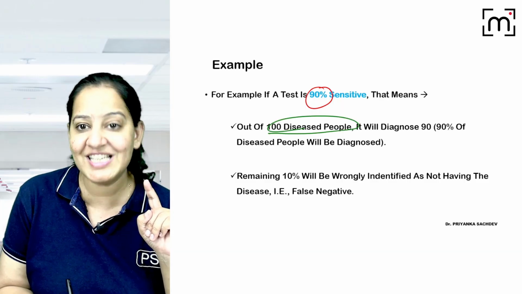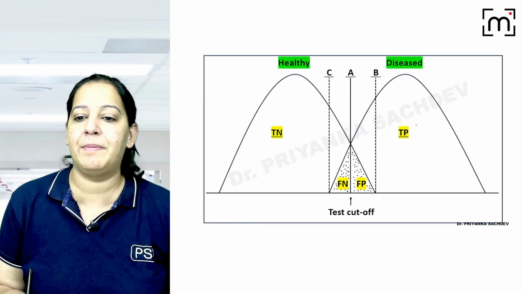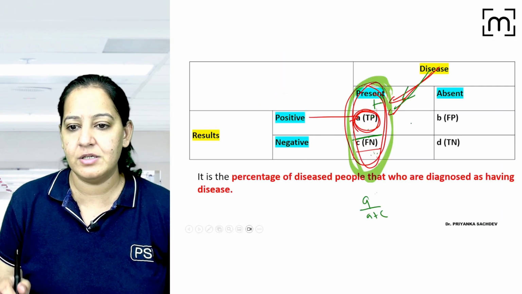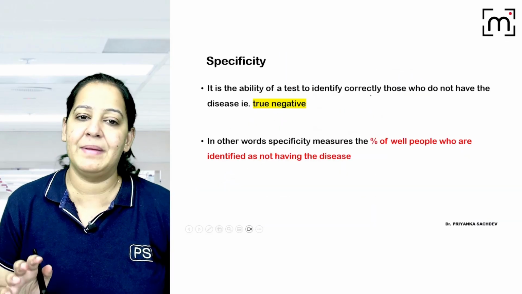So out of the 100 diseased people, total 100 are the diseased people, A plus C is 100. You can see here, total diseased people are 100, out of which A is 90. So that is the meaning of the sensitivity.